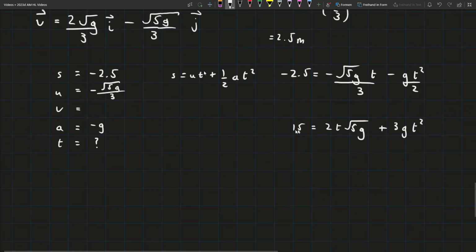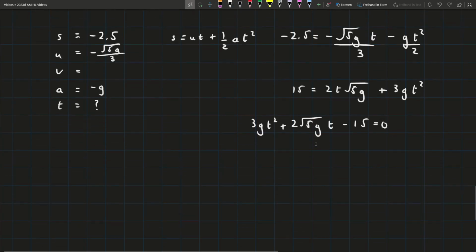Bring it all to one side, we can just use the quadratic formula then. So that's 3gt squared plus 2 root 5gt minus 15 equals 0. I just brought the 15 to the right side and turned it around. And now you can see we have a quadratic for t.